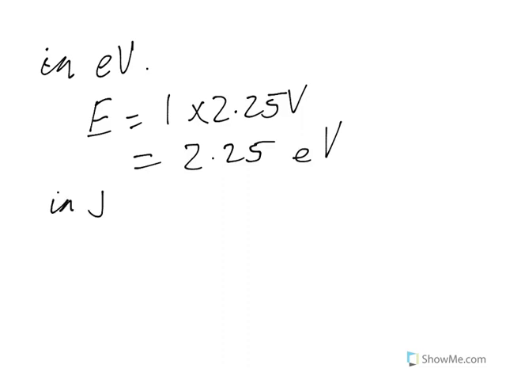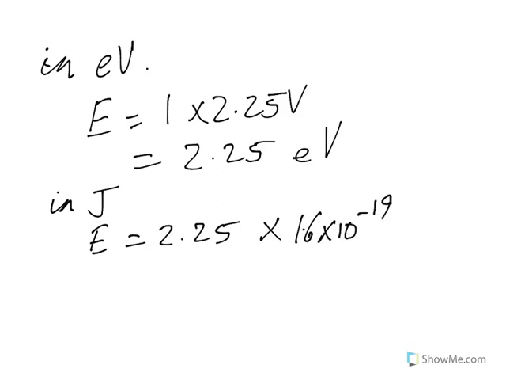And in joules, what we need to do is change that to joules. So the energy would be 2.25 electron volts times the conversion factor, which is 1.6 by 10 to the minus 19. When you multiply that in your calculator, you get 3.6 by 10 to the minus 19 joules.